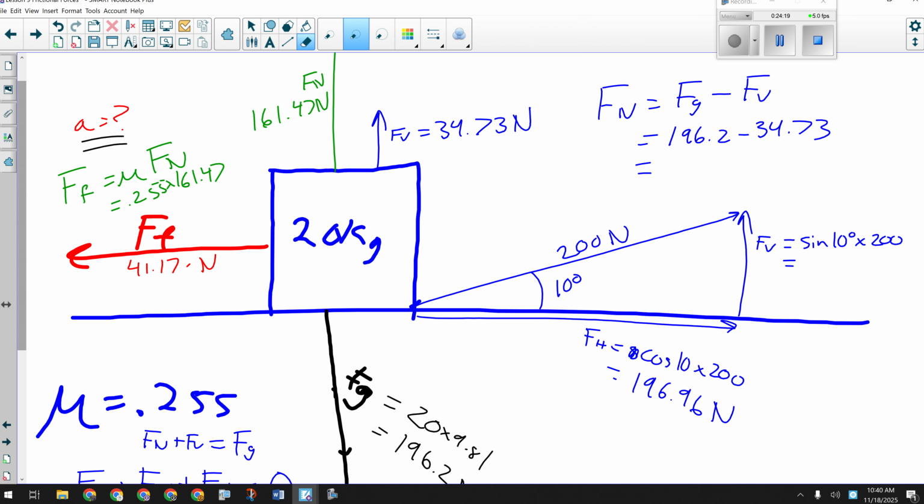So I've got the 41.17 newtons going backwards. I've got 196.96 newtons going forwards. In the end, regardless of the number, we have a force forward and a force backward, and we've accounted for everything else. Have I now gotten to the point where I can finish my vector sum of all forces? Can I now calculate the net force acting on this box? I can.